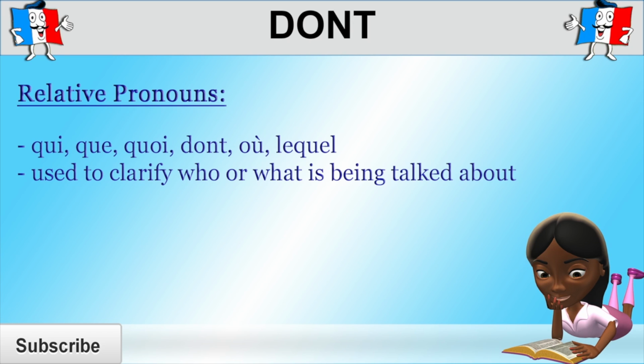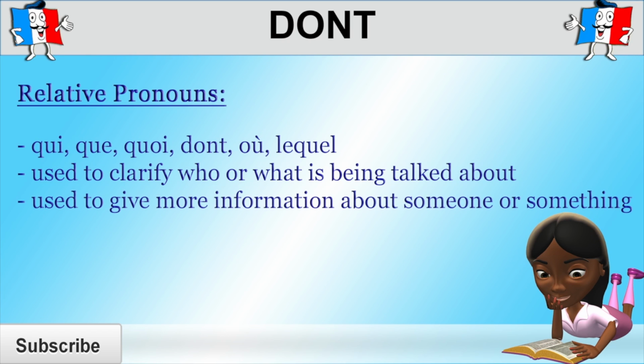For example, if I say la fille dont je t'ai parlé tout à l'heure n'est pas encore arrivée. The girl that I talked to you about earlier hasn't arrived yet. I'm using dont to specify that the girl I am talking about is the one I was talking about earlier. So, dont enables us to give the information to clarify who we are talking about.